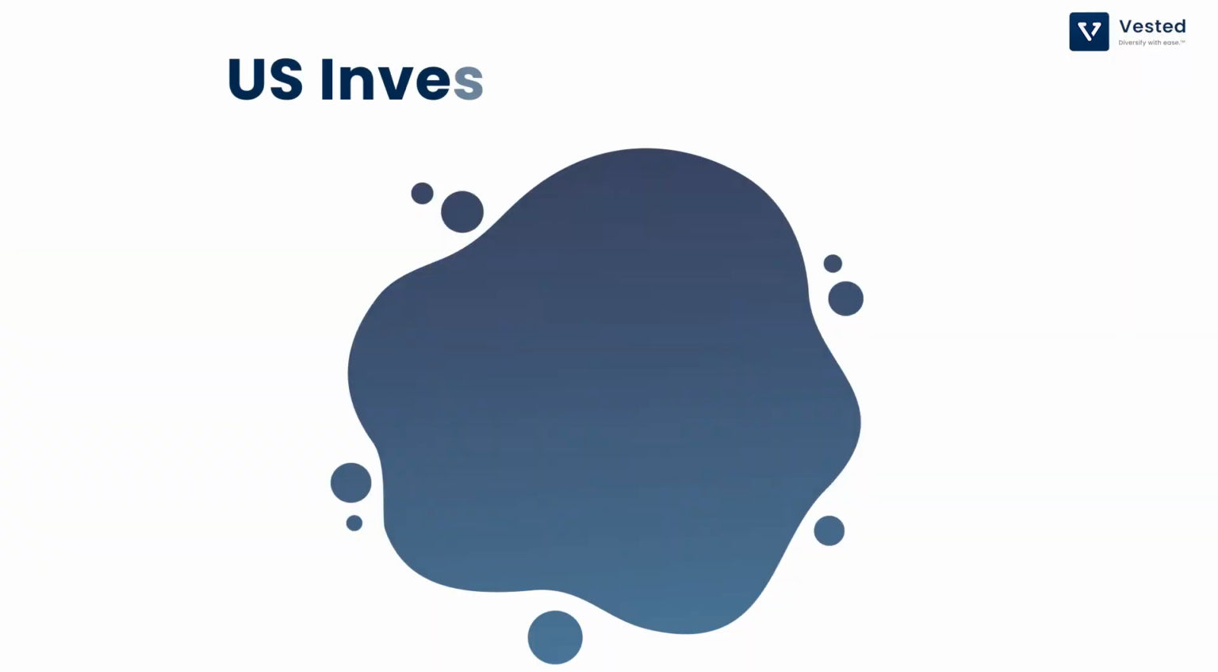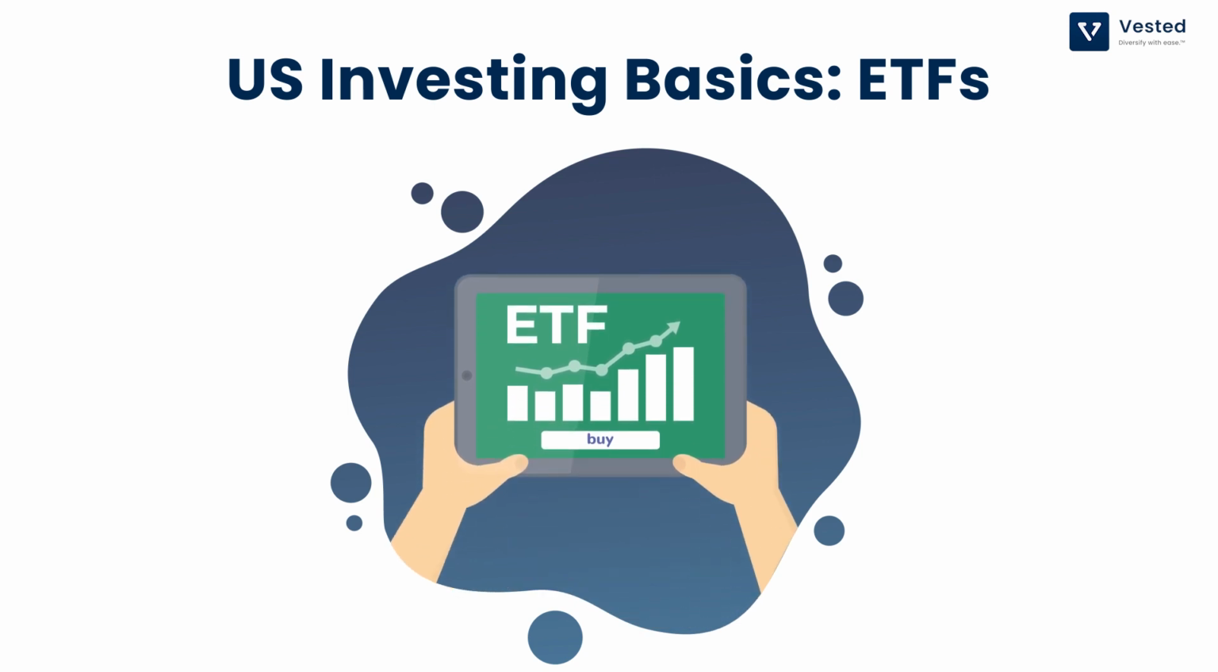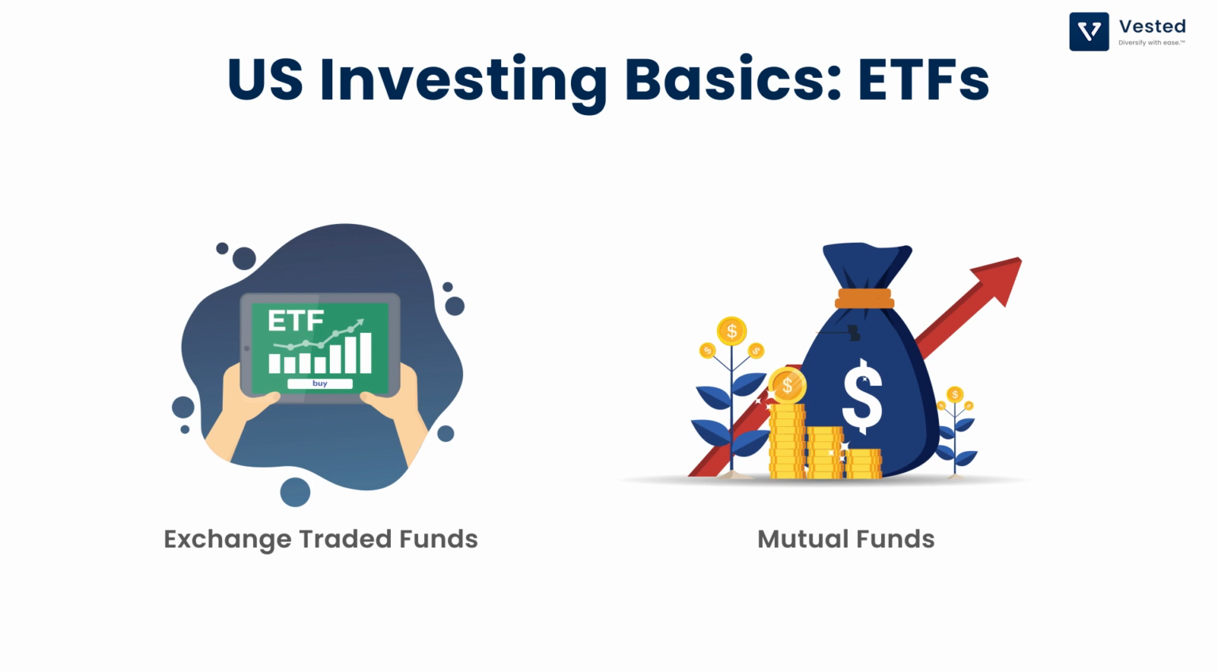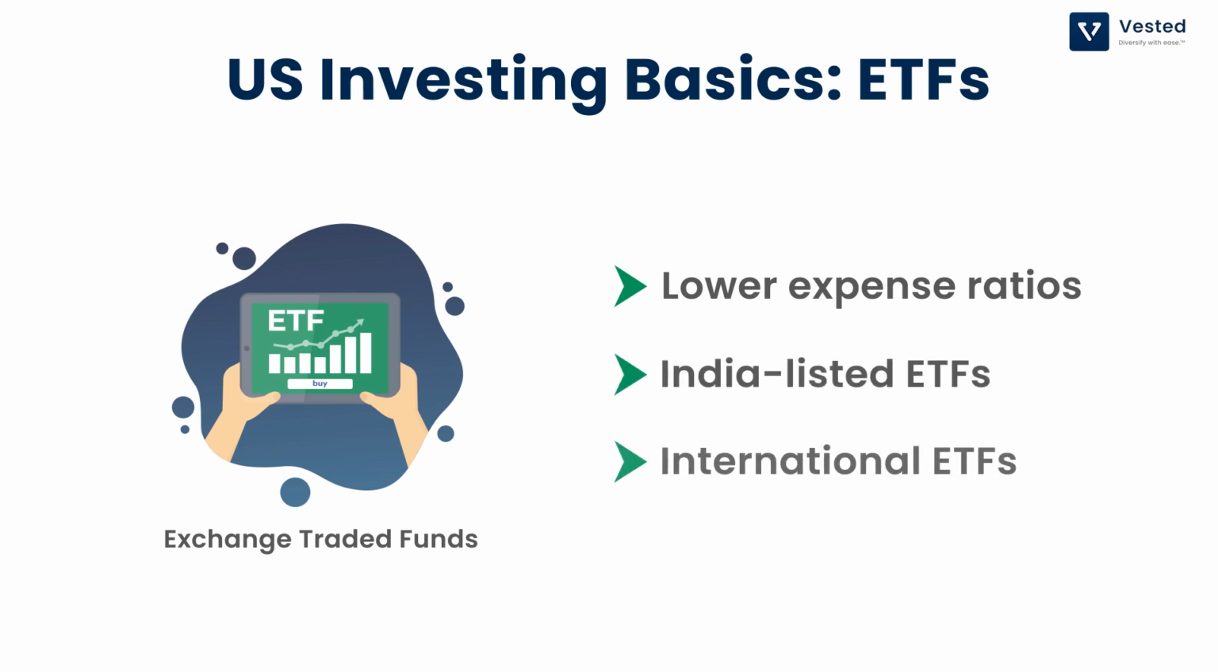The second option that you can explore is that you can invest in exchange traded funds or ETFs. ETFs are different from mutual funds as they are listed and traded just like stocks and tend to have lower expense ratios. There are India listed ETFs that are rupee denominated, and there are also international ETFs that you can invest in directly. We discussed the pros and cons of each in a separate video which is linked in the description below. Lastly, you can directly invest in international stocks listed on international exchanges using dedicated platforms such as Vested.